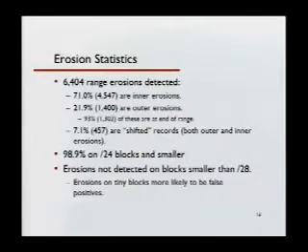So out of those 2.1 million blocks that we found from the data from these 3 RIRs, we found 6,400 erosions. Most of those are inner erosions. The ones that are outer erosions, the vast majority of those are at the end of the range. For example, as I said, the end of range is not inclusive. We see 457 instances of ranges that are shifted by 1 in either direction.